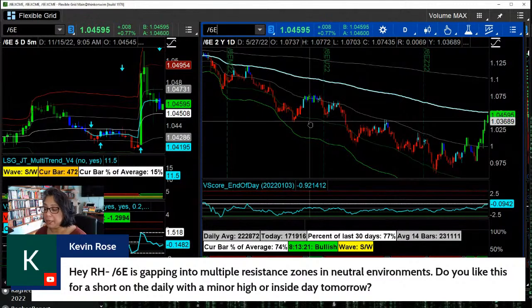I do. If we're going to see a quick pullback, this is where the conversation begins. Just as you said, neutral environment, reaching the anchored VWAP, reaching the mean of the V score, good looking chart. I would not jump into it quite yet. I think we want to see the pattern up in here.